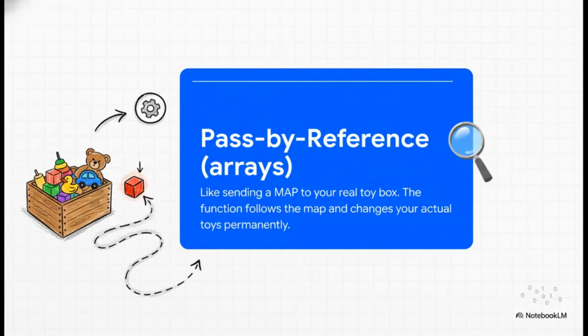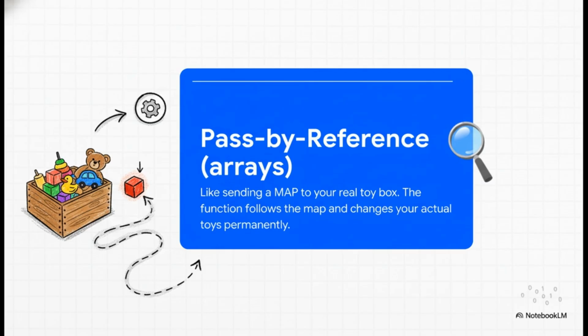But arrays are totally different. They are always passed by reference. So now, imagine you don't just have one toy car, you have a whole toy box. That's your array. Instead of trying to copy that entire heavy box, you just give the function a map, a set of directions to your real toy box. Any change the function makes now, well, that change is permanent.